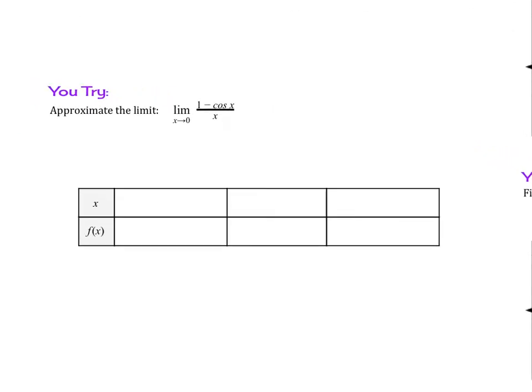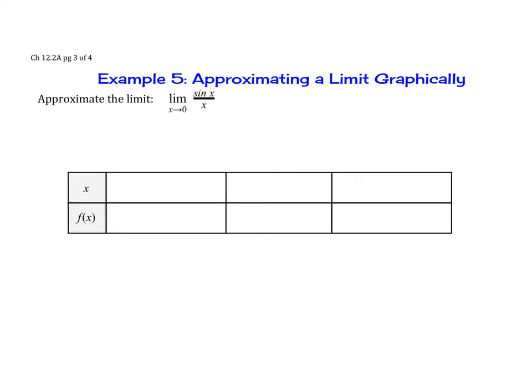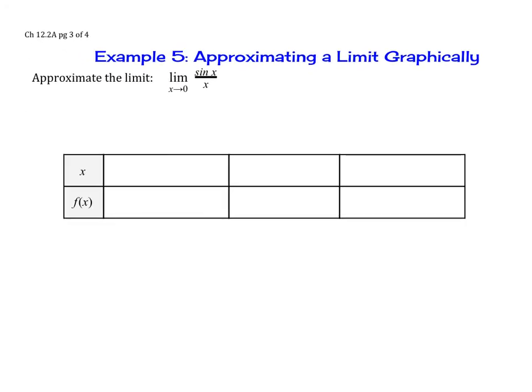Now let's try another example. Approximate a limit graphically. Again, we're going to type this into Desmos: sine of x over x. We're going to choose some values to the left and to the right of it, again numbers that are fairly close, just so you can see what's happening. I picked negative 0.001. If we try to plug in 0, we know that is undefined. And then we try 0.001.